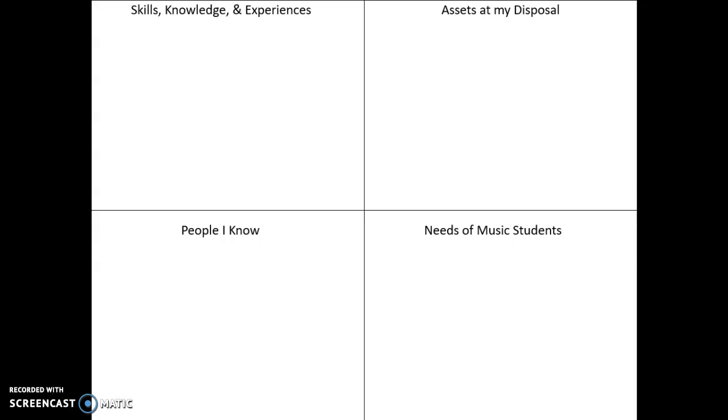Once you have a pretty good list going in each of those 4 quadrants, I want you to develop at least 2 ideas for new enterprises that might be possible given the means at your disposal. Try to draw from at least 3 of the quadrants as you think about the kinds of innovative ideas that you could develop to enhance the musical lives of your future students, and where you might find the knowledge and resources to do so using the means you have on hand.